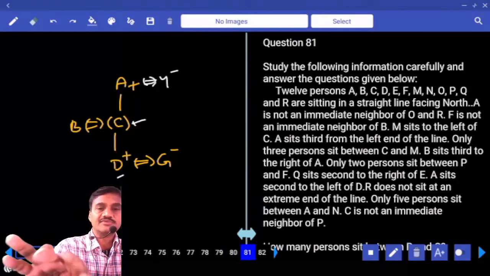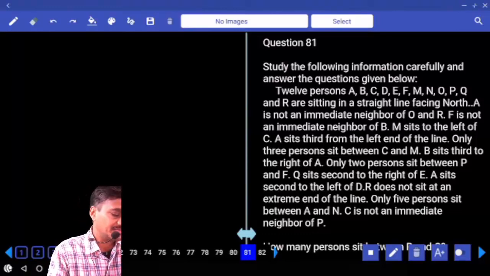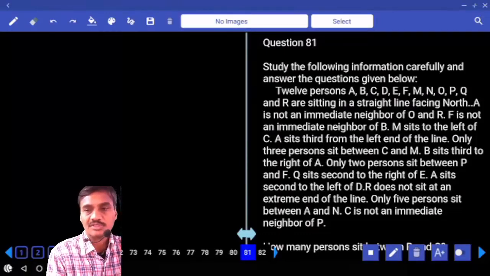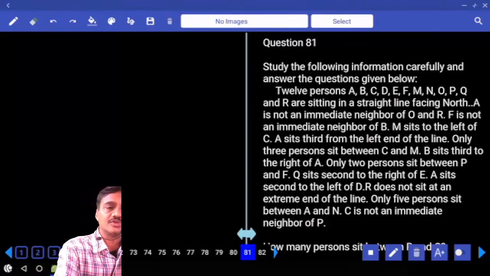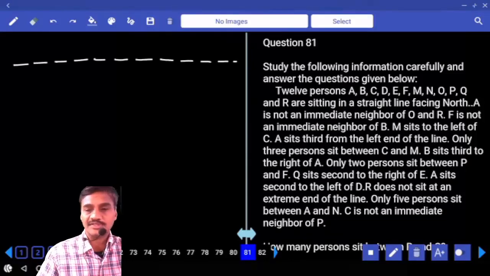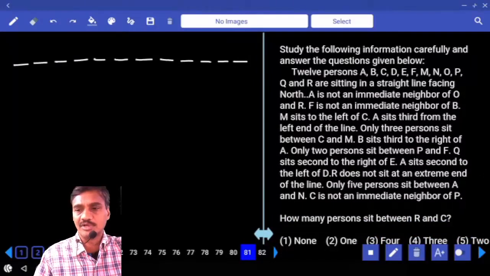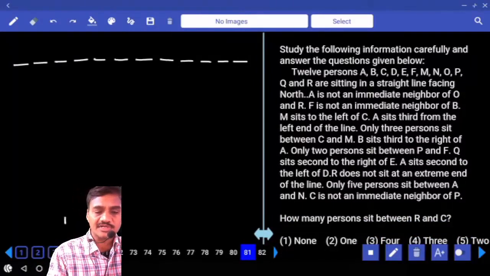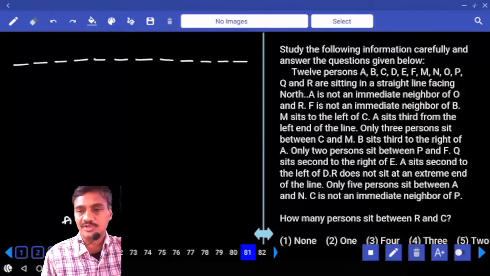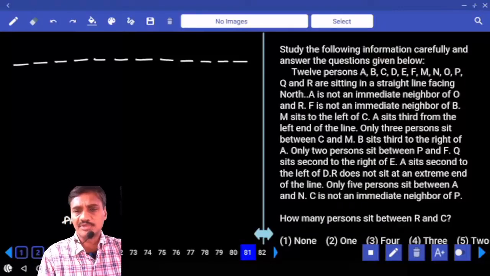Then 81 onwards, 81 to 85. Now how many persons are there? There are 12 persons altogether. They were seated in a row facing towards north. 1, 2, 3, 4, 5, 6, 7, 8, 9, 10, 11, 12, and these 12 are facing towards north. A is not an immediate neighbor of O and R. A is not adjacent to O and R.